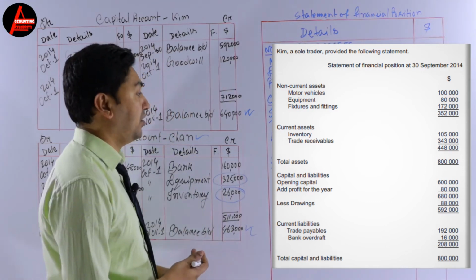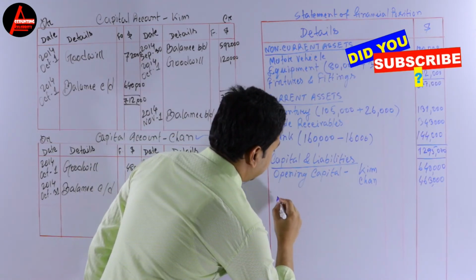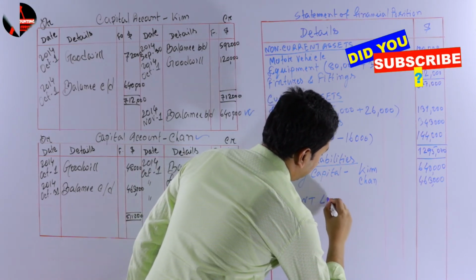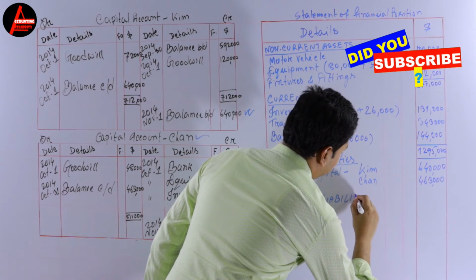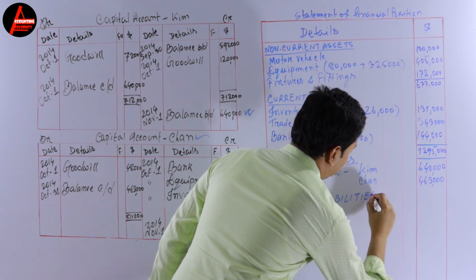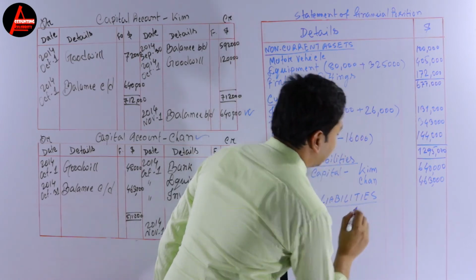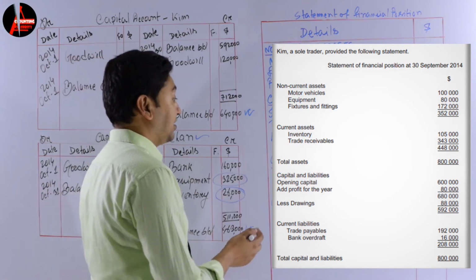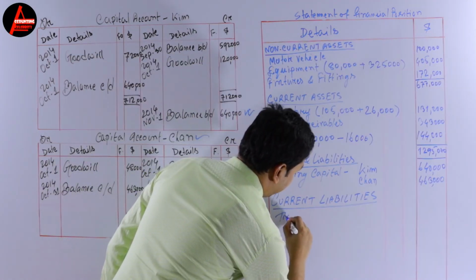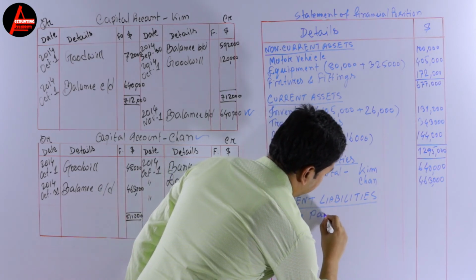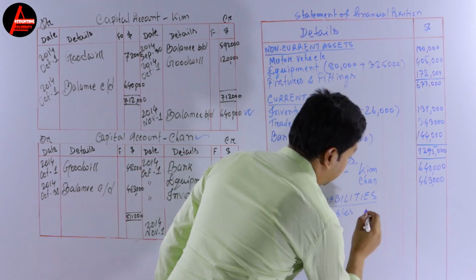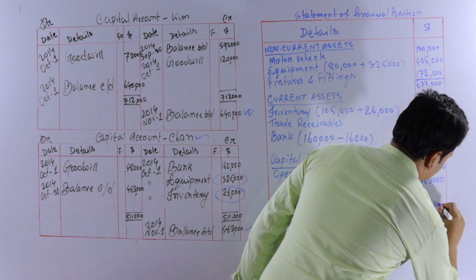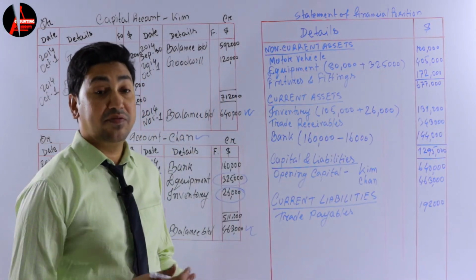The current liability. Yes, we have here current liability. So write current liability. What are the current liabilities here in the business? Trade payables, $192,000. Yes, it is a liability. So right here, trade payables, $192,000. Very good. Next we have here bank overdraft.